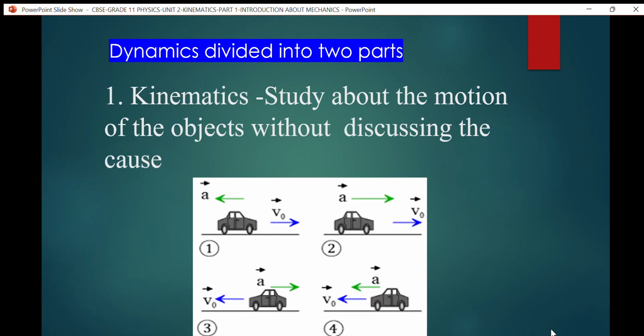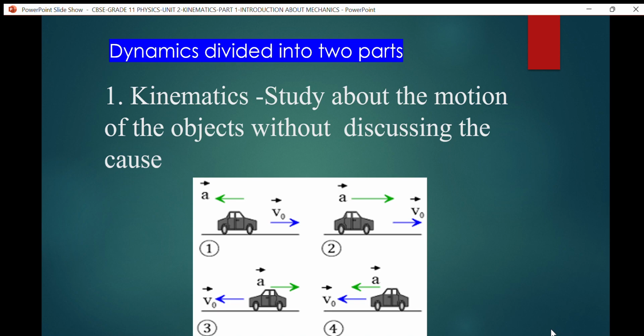Dynamics is divided into two parts. The first one is kinematics. In kinematics we study about the motion of the object without discussing the cause. Why is it moving? Which force causes the body to move? When forces are applied on it, what happens? These things we are not considering.